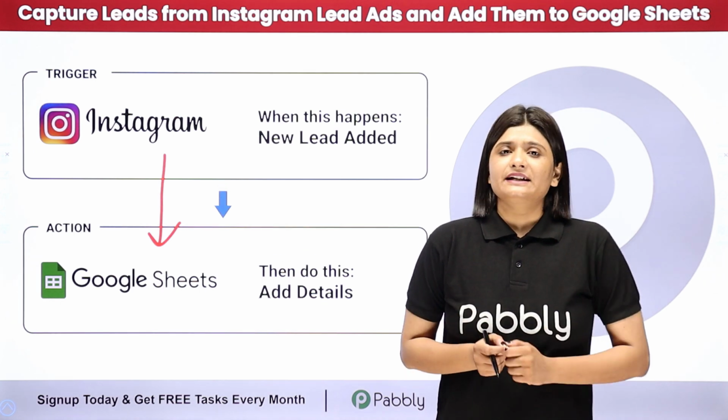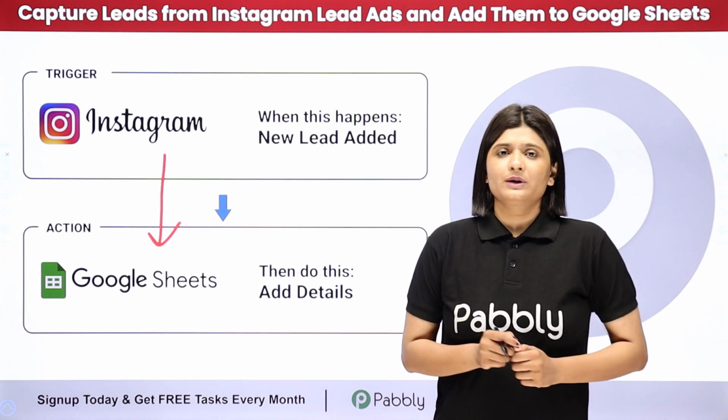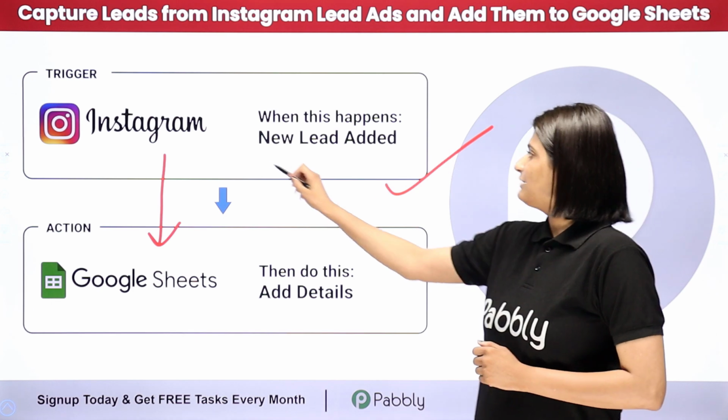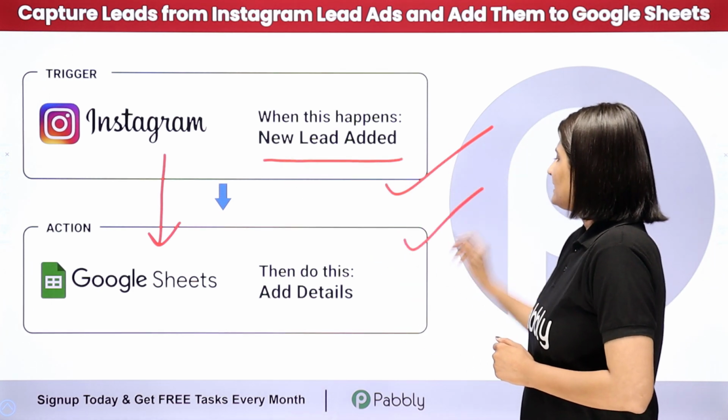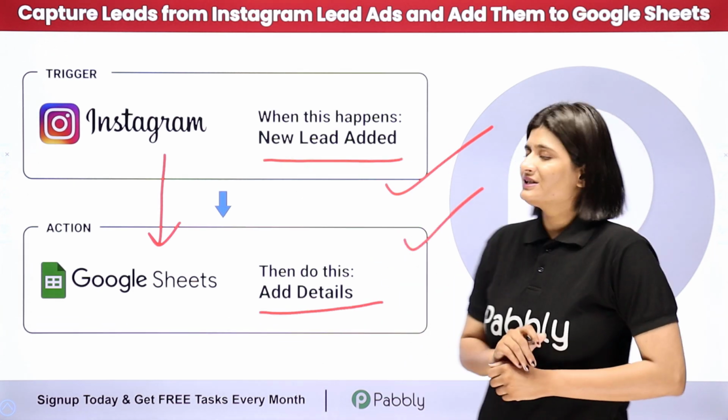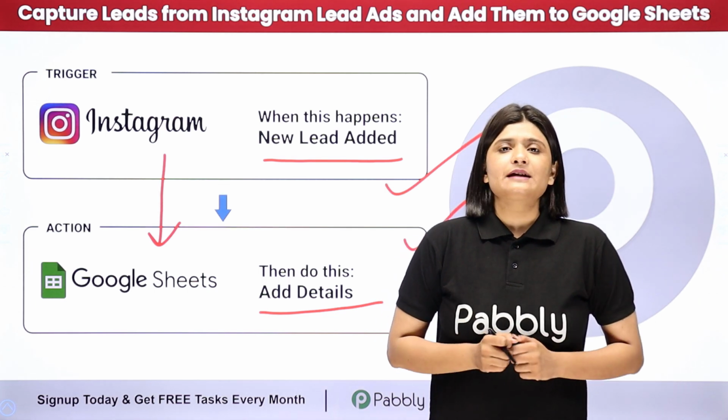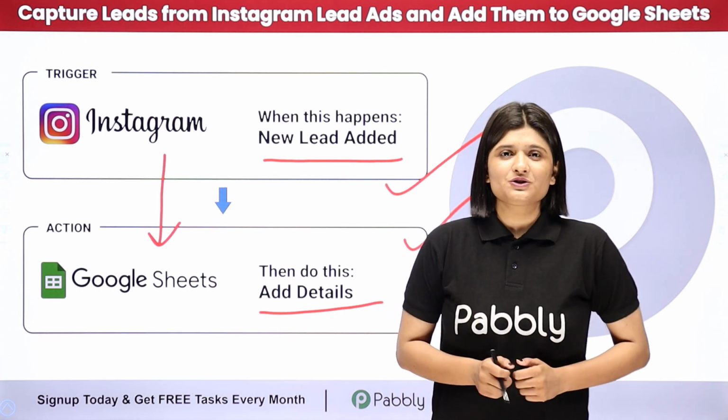With the help of Pabbly Connect, I am going to build this connection in such a way that whenever I receive a new lead from Instagram, the lead details will automatically be added to my Google Sheets spreadsheet. Now if you want to learn the step-by-step process, then let me take you all to my screen.